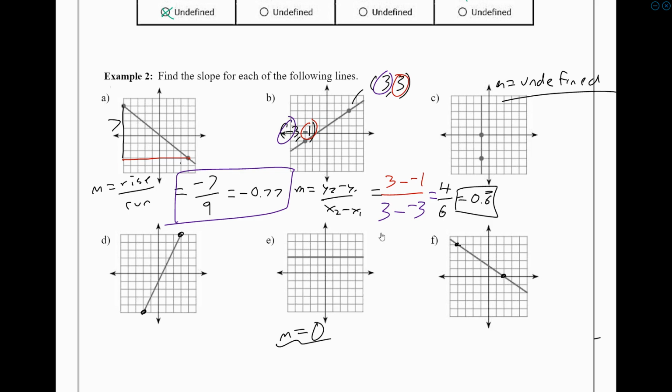So find the slope as rise over run. Isaac, you already got it, eh? Yeah, that's what you're doing.